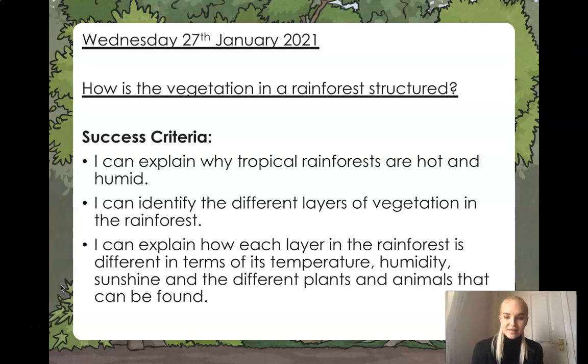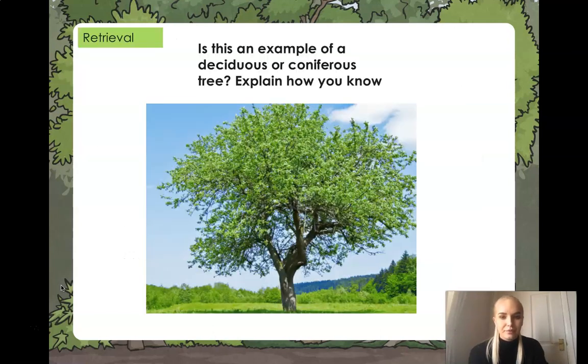But by the end of today's lesson, you will be able to explain why tropical rainforests are hot and why they're humid. You will be able to identify the different layers of vegetation that are found in the rainforest. And not only that, you'll be able to explain how each of the layers in the rainforest are different in terms of their temperature, the humidity, the sunshine, and also the different plants and animals that can be found there.